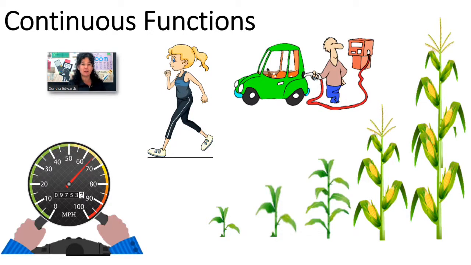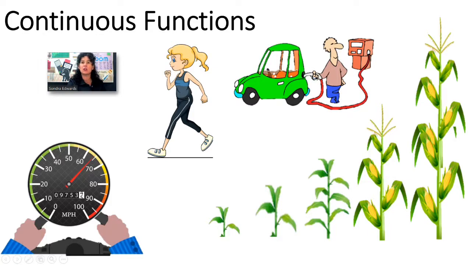Here I have some examples of continuous functions. Miles per hour is a continuous function. So for example, let's say that at some time you were going 50 miles an hour and later you were going 70 miles an hour. Well, there has to be some time between those two when you were going 64 miles an hour. That's really the intermediate value theorem.